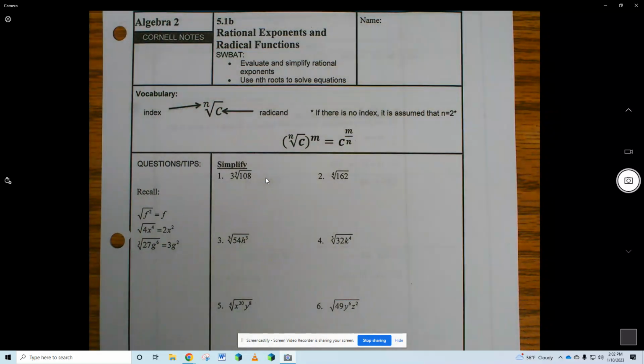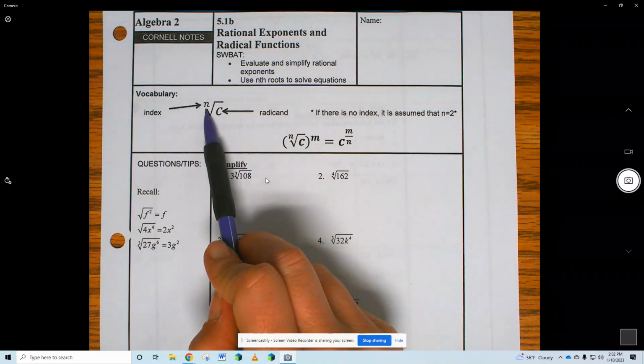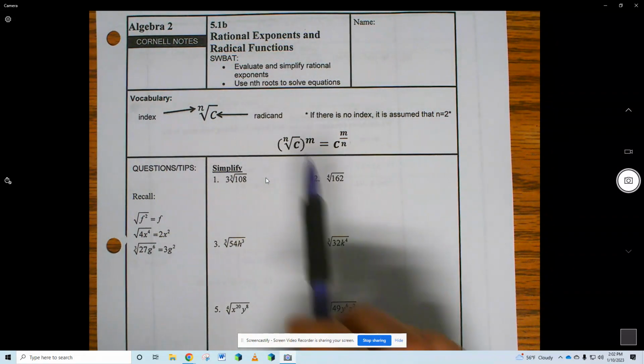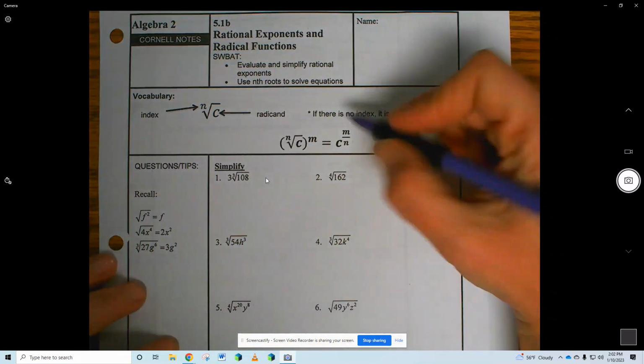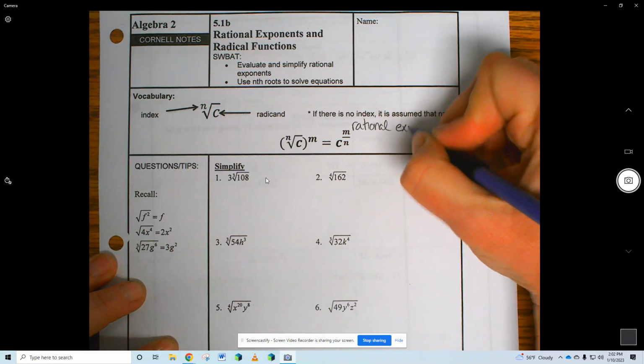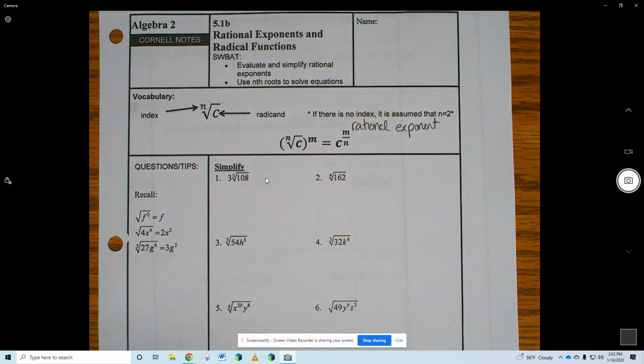Okay, so recap. The index is the root, the small number. The number underneath is called the radicand. And a rational exponent means a fraction. So that m over n is called the rational exponent because it's a fraction.